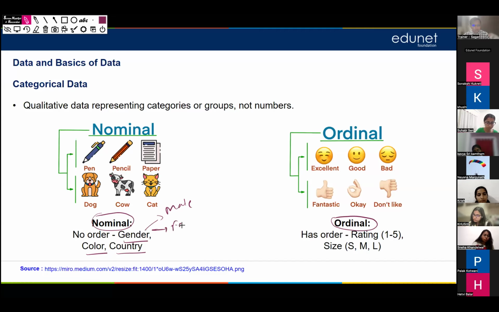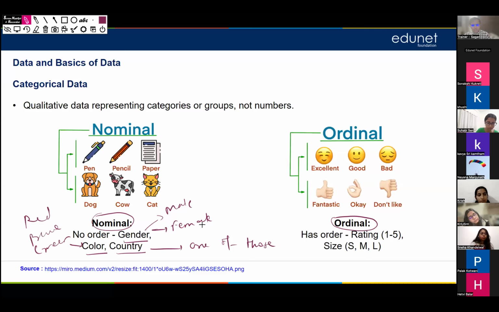For example, there are so many countries we have. Color again can be red, blue, green, just to name a few. This tells me, for example, if I ask what is my favorite color and I have said red, you all know red is my favorite color.